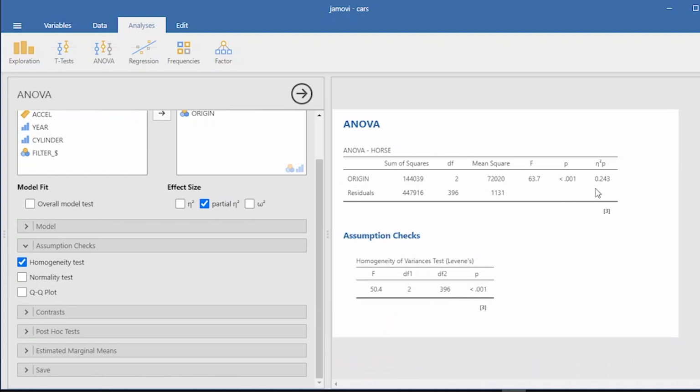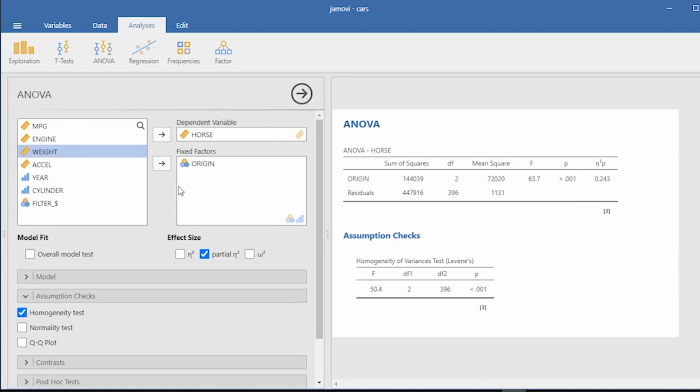This is not an accurate result, because when I bring the origin, I expected the Levene test to be not significant. Here it is telling me the variance between them in terms of the horsepower is significant. So to this end, I cannot rely on this test. So let's take this back.